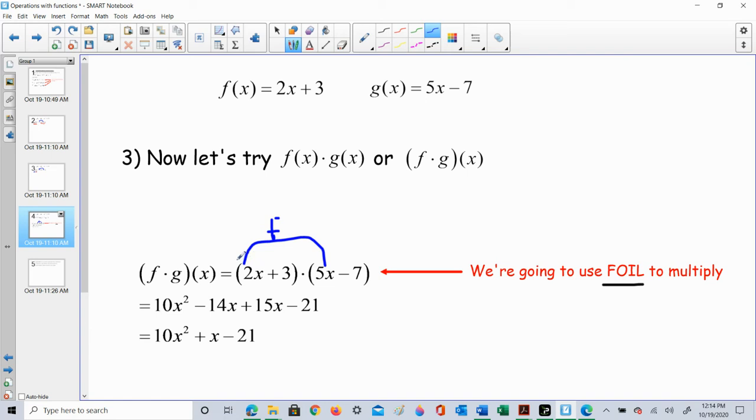Outer, let me take a different color. Outer, that's these two, right? Outer, the farthest reaches. 2x times negative 7 is negative 14x. Inner, I don't have a lot of room here, but let's see. Inner, that's our I, right? Inner, 3 times 5 is 15x.